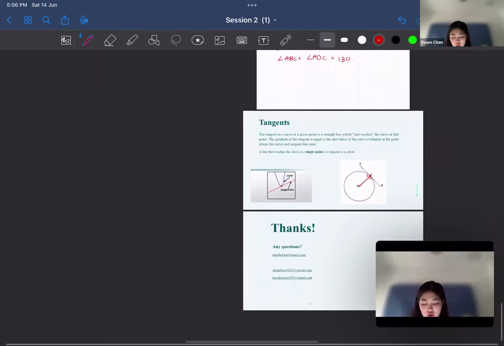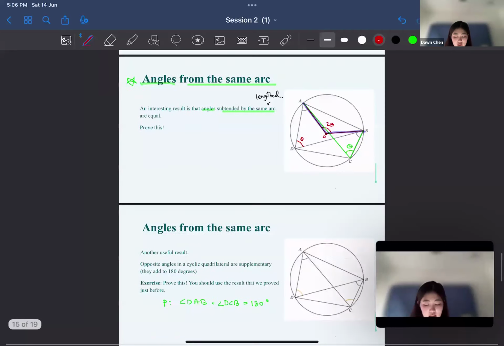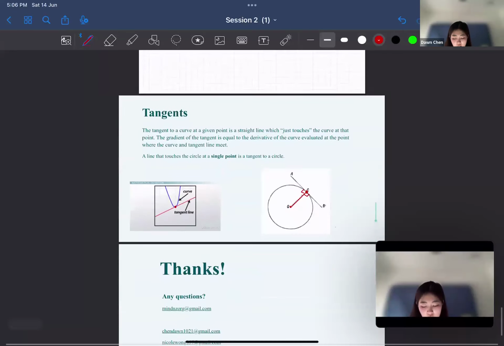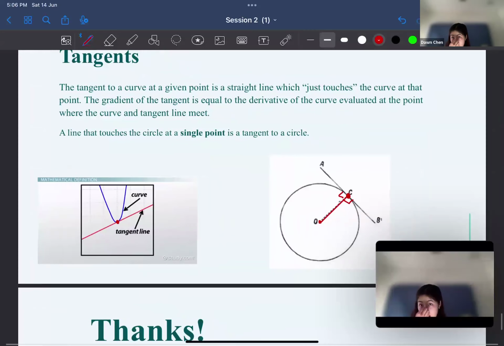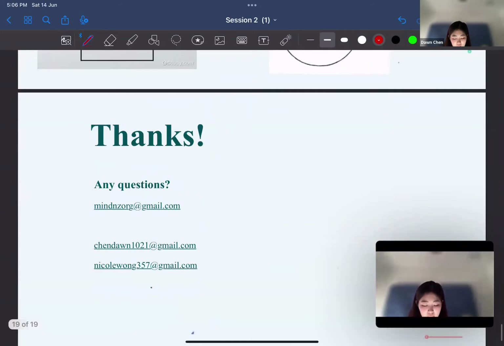I also do want to talk a little bit more about cyclic quadrilaterals next lesson, some properties to do with those. But I think for now we have run out of time, so I don't want to hold anyone back.